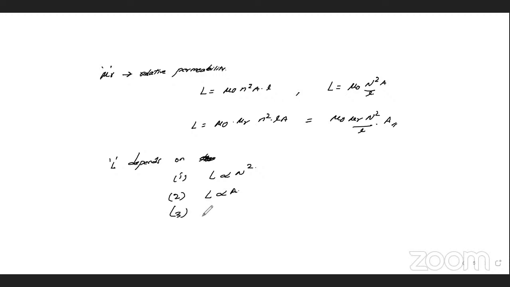So that means inductance is directly proportional to your permeability. It depends upon the material. So that is your mu r. It will be a multiplication factor. So these are your dependencies. Please take it.